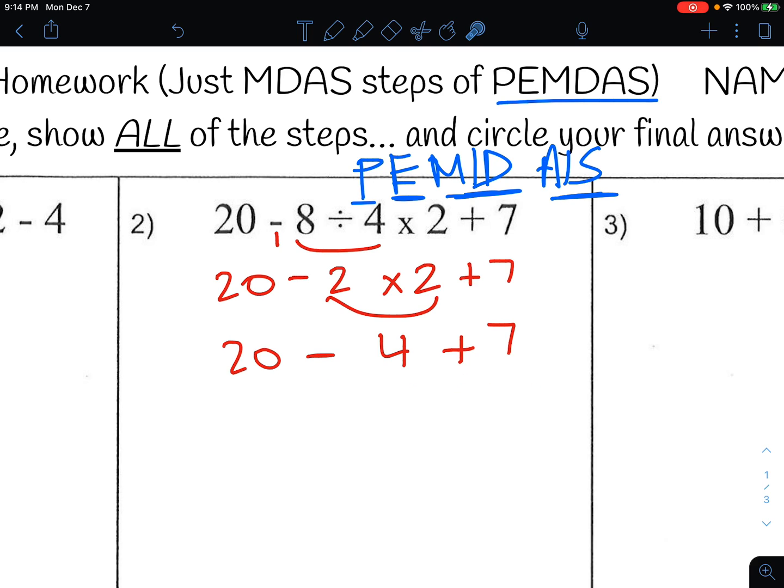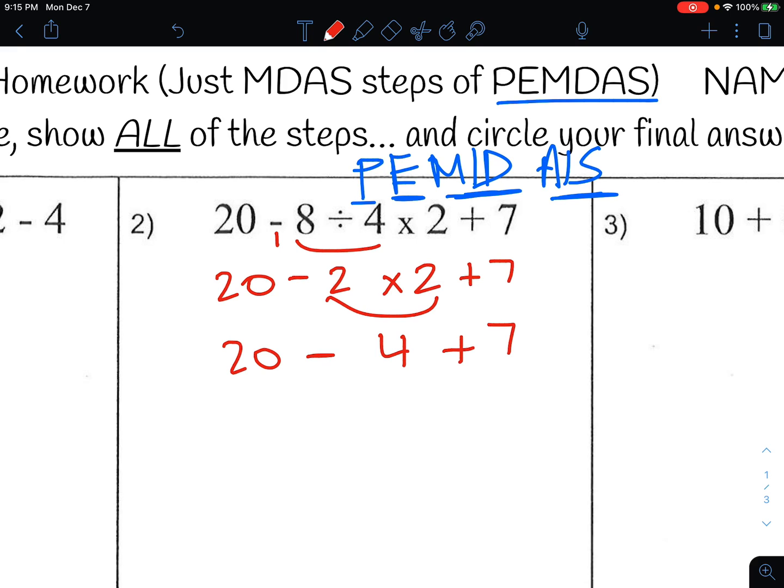Some of you may notice, well, what if I do this first? Will it change the answer? Actually, for the most part, not. I mean, it can mess you up. So it's definitely a good idea to go left to right first.